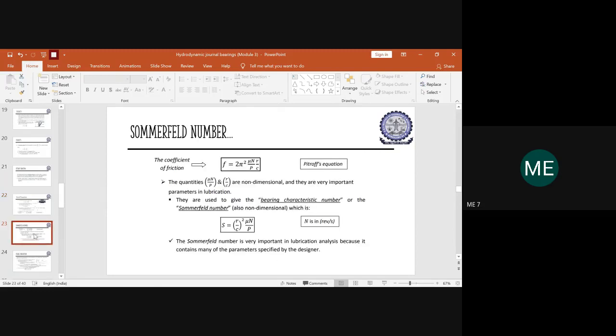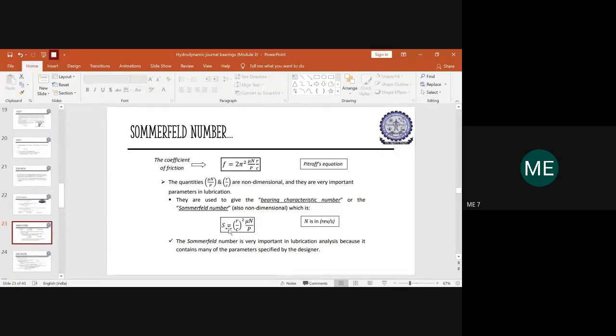In this, I told you we have two parts, right? Basically, this is the coefficient of friction equation derived by Mr. Petroff, and hence it is also called Petroff's equation for the journal bearing. To calculate the coefficient of friction in any journal bearing, this is the formula we have to use. In this, you have two separate quantities: one is mu N by P, which I told you to write separately, and R by C. These two quantities are non-dimensional. These are very important parameters to consider with respect to lubrication aspects. Why? Because these are used to give the bearing characteristic number, or Sommerfeld number. So this is called the Sommerfeld number. Here, the Sommerfeld number or bearing characteristic number will be represented by the letter S.